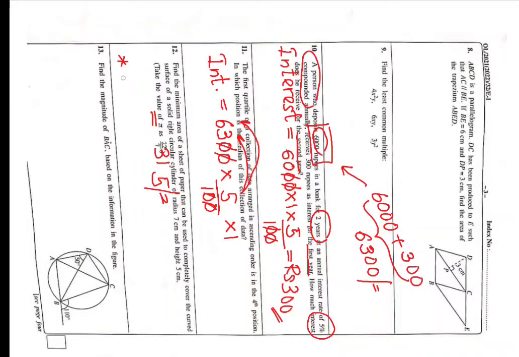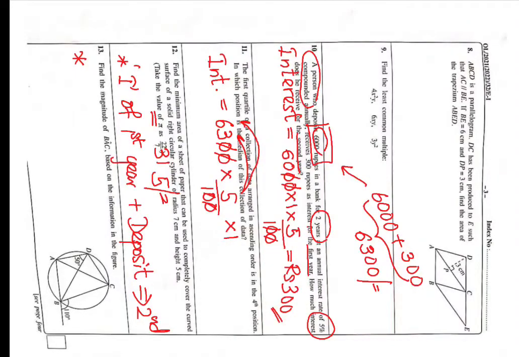The most important thing is you have to add the interest of the first year plus the deposit when you consider the second year. That is the most important thing. Then if the question asks for the third year, you have to add the deposit plus the interest of the first year and the interest of the second year. That is the pattern in compound interest.